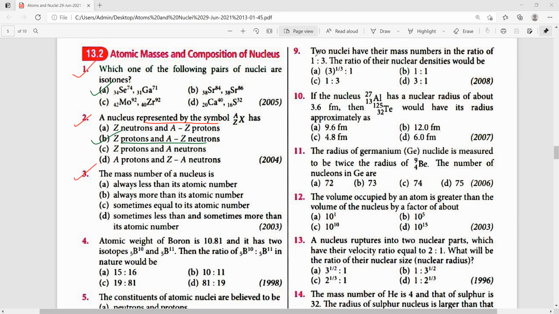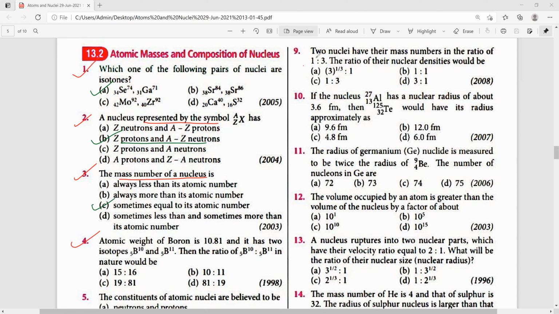Third one: the mass number of a nucleus is always less than its atomic number, always more than its atomic number, sometimes equal to its atomic number, or sometimes less than and sometimes more than its atomic number. Mass number is equal to atomic number plus number of neutrons. For hydrogen, the number of neutrons is 0, so mass number is equal to atomic number. Therefore, mass number is sometimes equal to atomic number. For the third one, this is the right answer.